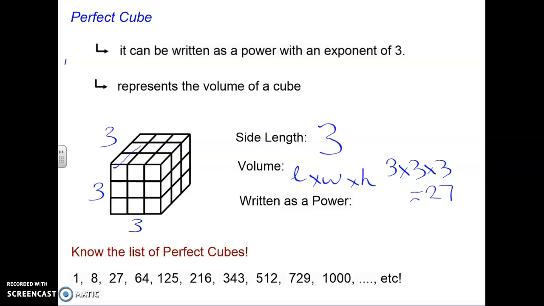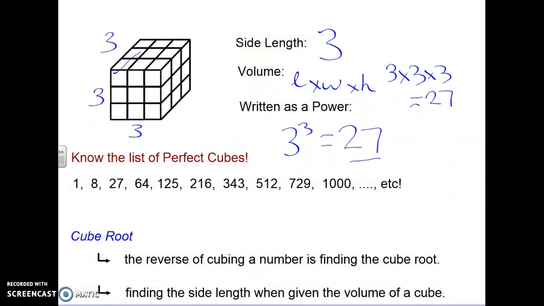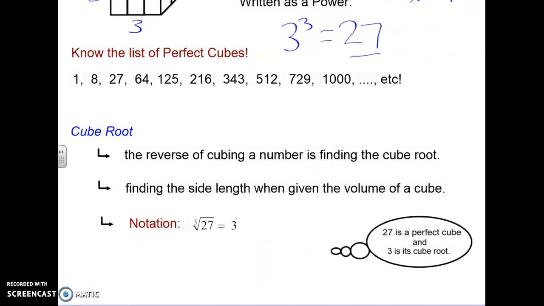Now, another way we can write this, because of perfect cubes, is as 3 to the power of 3, which gives us 27, and 27 is our perfect cube. All right, so then we have a list of perfect cubes, up to maybe 125. I want you to note that the way we get these perfect cubes is by multiplying a number by itself 3 times.